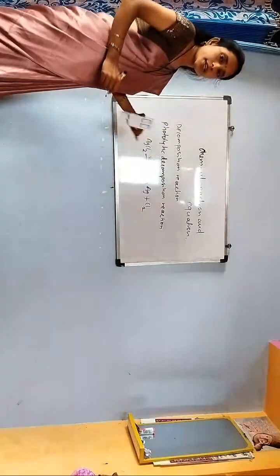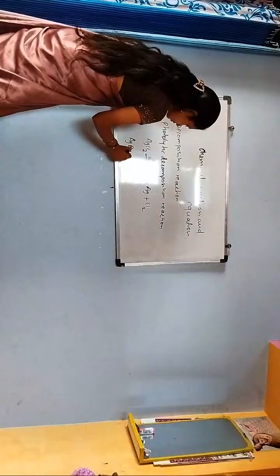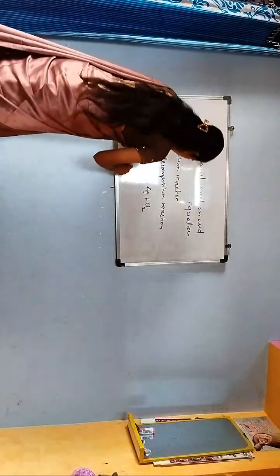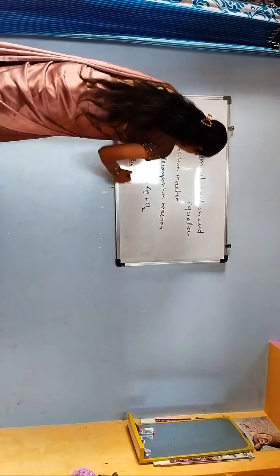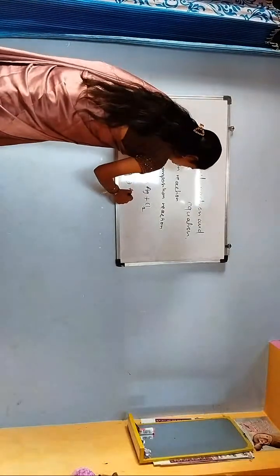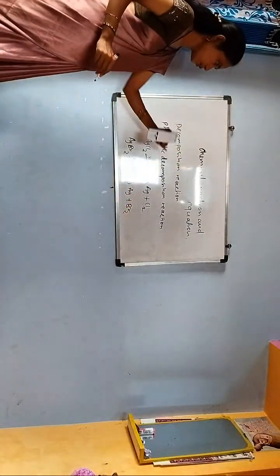Silver chloride in the presence of sunlight breaks down into Ag, silver, and chlorine. Again, we can take an example of AgBr, silver bromide. This silver bromide in the presence of sunlight breaks down into silver and bromine. Okay, so these are the photolytic decomposition reactions.